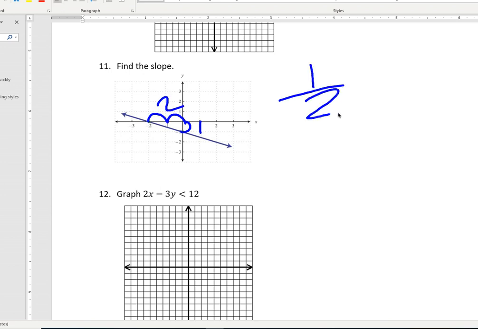Rise 1, run 2. But notice that if I was on my bike on this one, that's the little man on the bike. If you're on your bike on that, you're going down, so this is a negative slope. So -1/2. Okay. Let's go on to the next one.